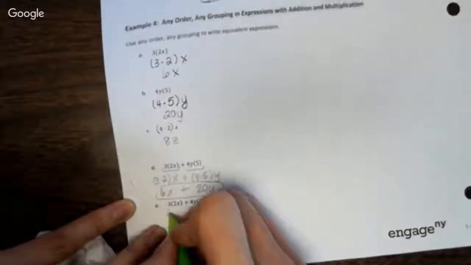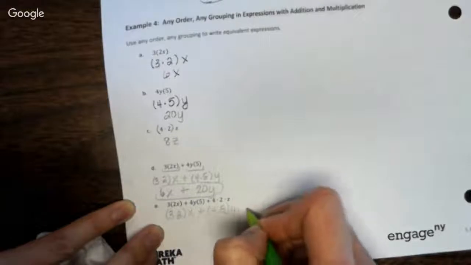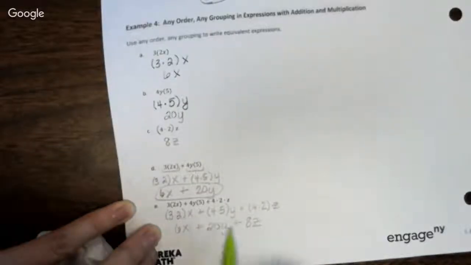Let's do that again. So multiply the numbers first. 3 times 2 times x, 4 times 5 times y, and 4 times 2 times z. So 3 times 2 is 6. 4 times 5 is 20. 4 times 2 is 8. We have an x, we have a y, we have a z. None of them are like terms. So that's my answer.